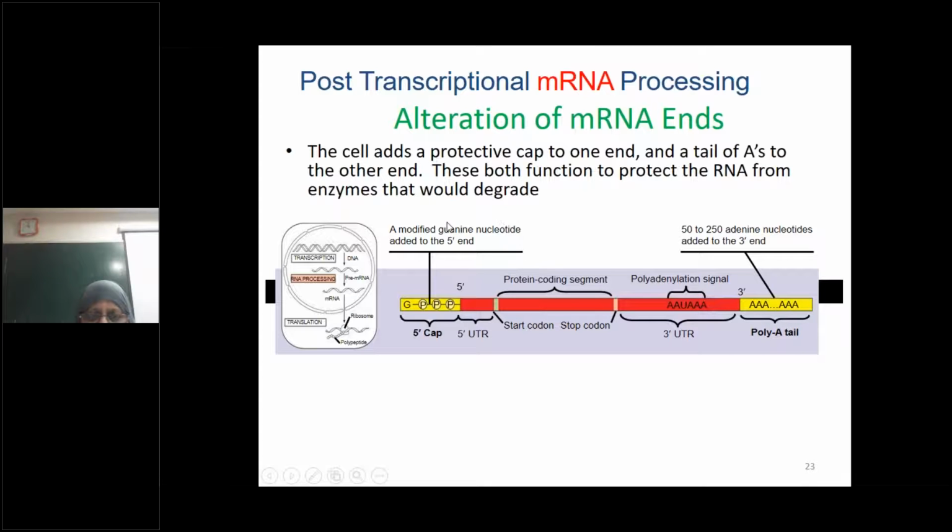And what is this modified guanine nucleotide? You will see in the next figure. And at the 3' end, you have a poly A tail. Poly means there are so many adenine nucleotides. About 50 to 250 adenine nucleotides will be added at the 3' end. So addition of this 5' cap and poly A tail will prevent the mRNA or primary transcript from degradation by the enzymes.